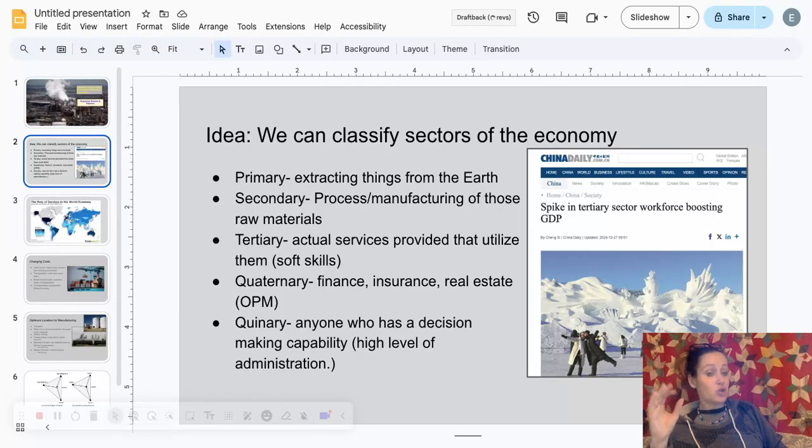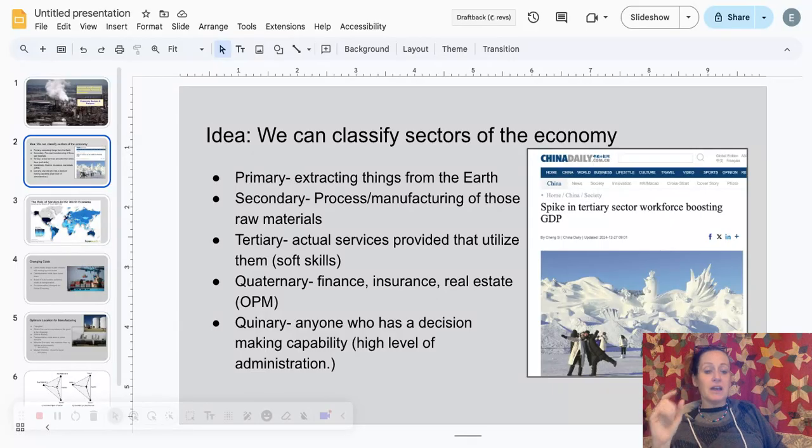Then 5 is quinary, and this is basically anyone. It can be a group, but it's mostly individuals that have a high decision making capability. So, like CEOs of a company, even people in government, right? People at the head of agencies, whether they're for-profits or nonprofits, right? Because even nonprofits still have an effect in the economy, right?